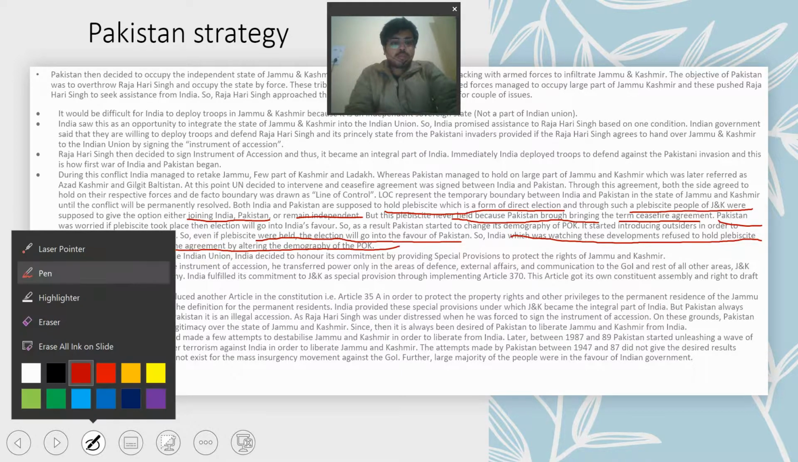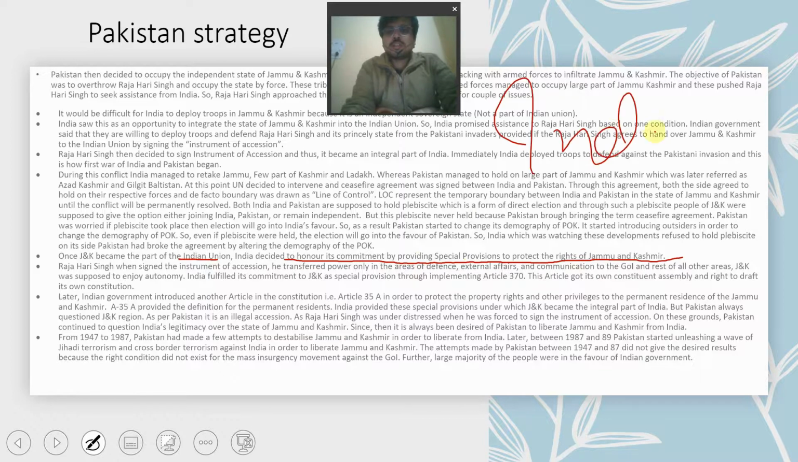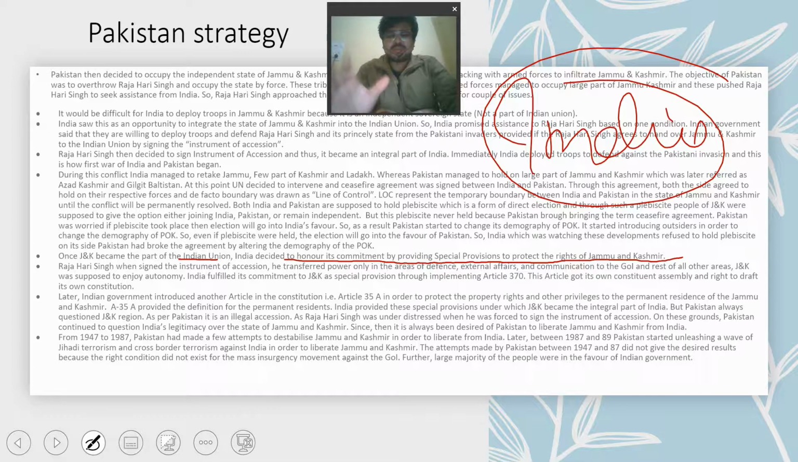So once Jammu and Kashmir became part of the Indian Union, India decided to honor its commitment by providing a special provision to protect the rights of Jammu and Kashmir. Okay, so once it became part of the Indian Union, India said we will give you special protection and rights in Jammu and Kashmir, so that you will not feel neglected.